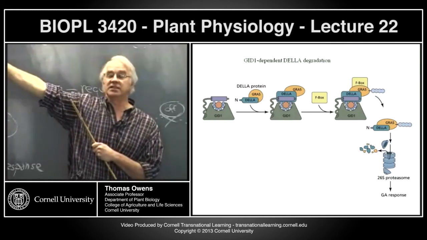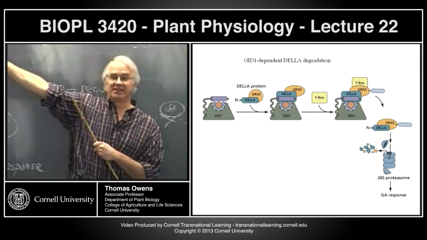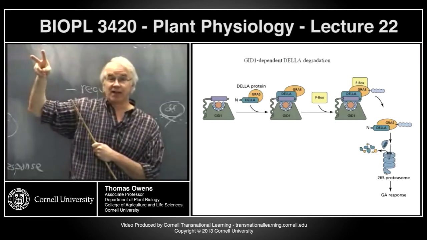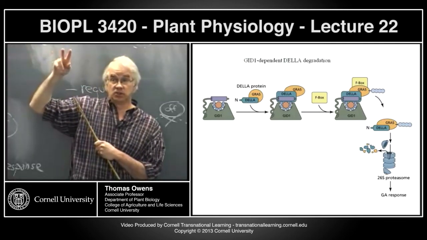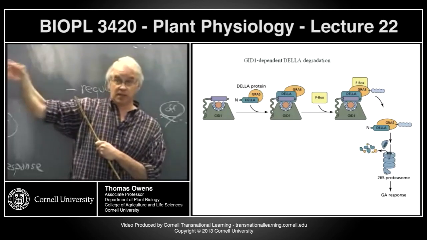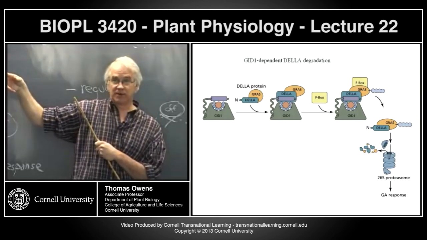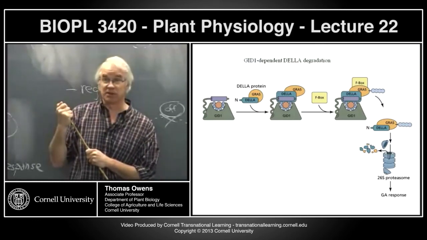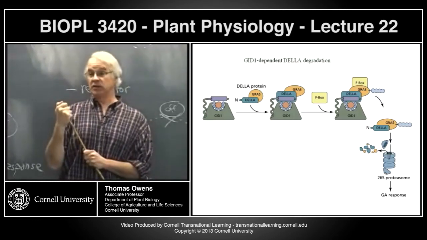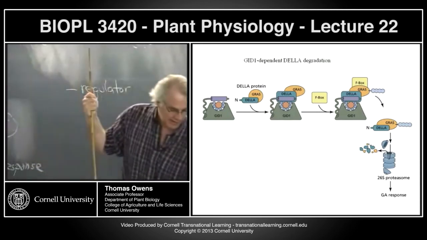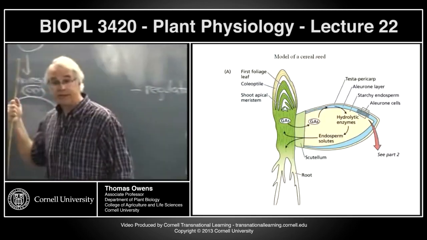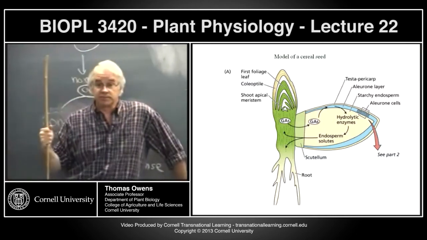And the reason it doesn't prove it, there's an example given in the book. I'm not going to talk about it, but it talks about the interaction between gibberellins and light and hypocotyl elongation, right? You should look at that and make sure that you understand that the role that DELLA plays there is different than the role that DELLA plays when we talk about cereals and cereal seed germination.